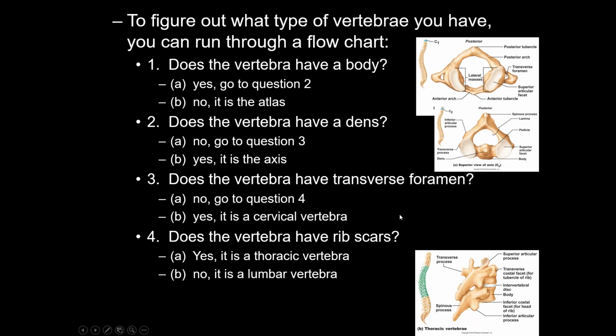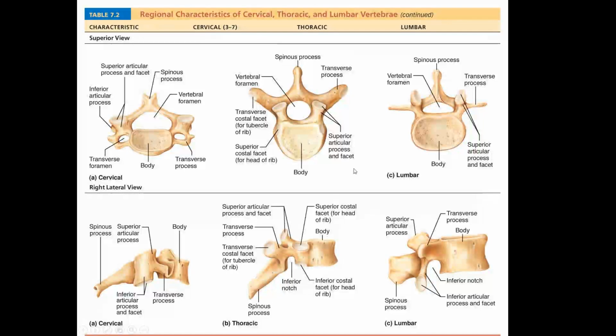Next thing that you look for is, does it have some extra holes? So I'm going to come back here to this picture momentarily. All the vertebrae have a vertebral foramen where the spinal cord passes through, but only the cervical vertebrae also have these transverse foramina, or transverse foramen is singular. You've got some arteries that run through there. Notice that the thoracic and the lumbar vertebrae do not have those extra holes.